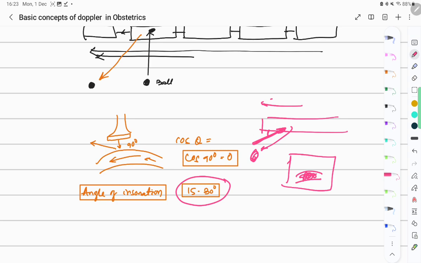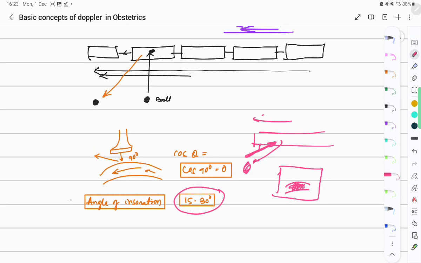That is the concept of color Doppler. So for color Doppler, the angle of insonation is very important. If I am not getting an image on the monitor, that means the angle is 90 degrees. Cos 90 is 0. If the angle is 0 degrees, cos 0 is 1, so I will get the maximum value.